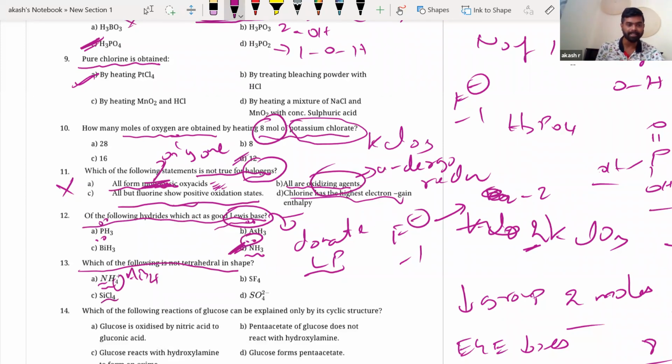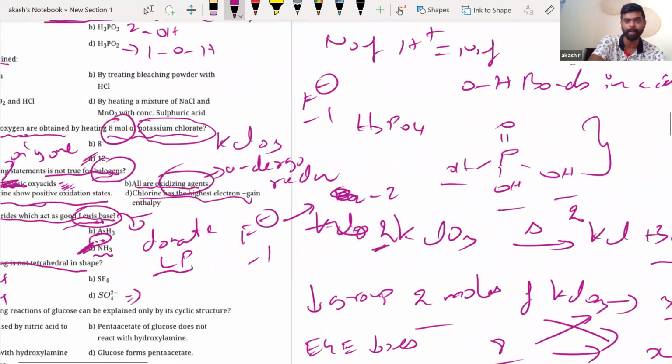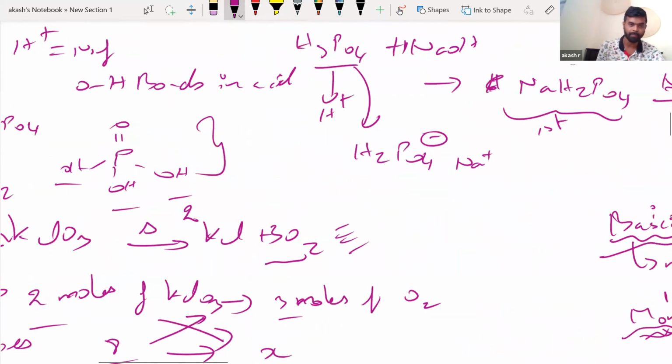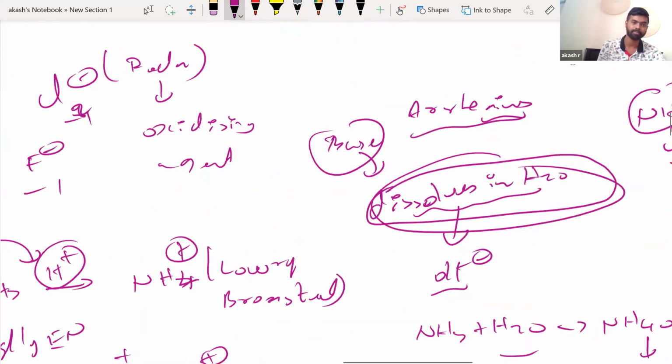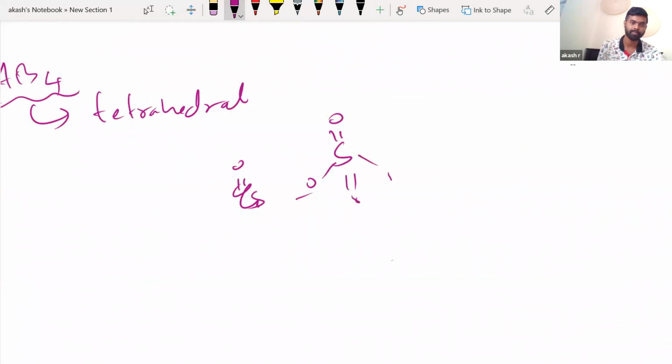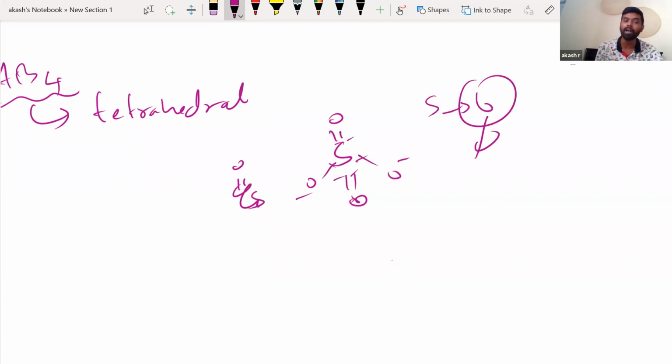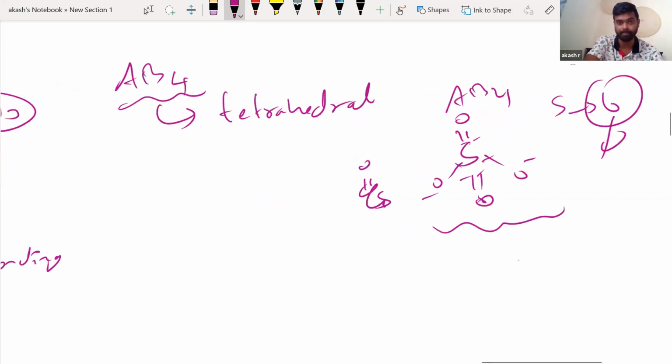Next, if I check SiCl4, silicon has 4 valence electrons and all the electrons are involved in bonding. So again, AB4, tetrahedral. SO4 2 minus: if you draw the structure for SO4 2 minus, you'll understand. This is how SO4 2 minus looks. Now see how many electrons are shared from sulfur: 1, 2, 3, 4, 5, 6. Sulfur has 6 valence electrons, and all 6 are involved in bonding here. So again, this is also AB4, that is tetrahedral.